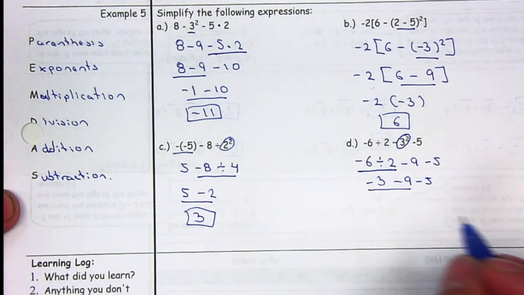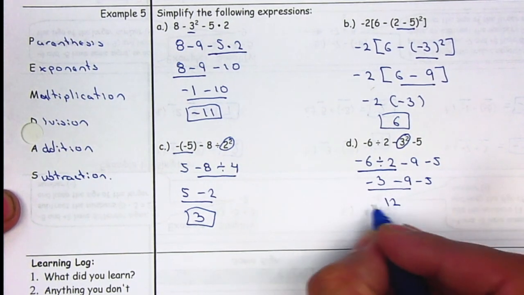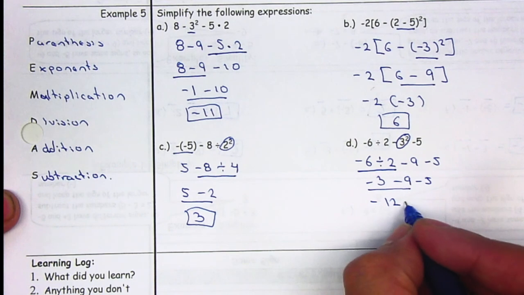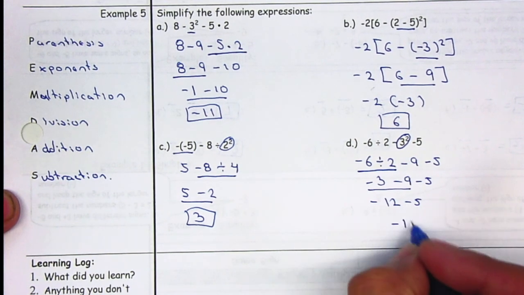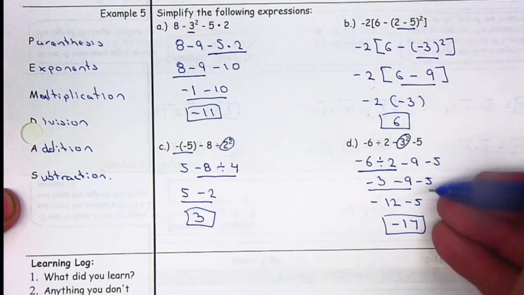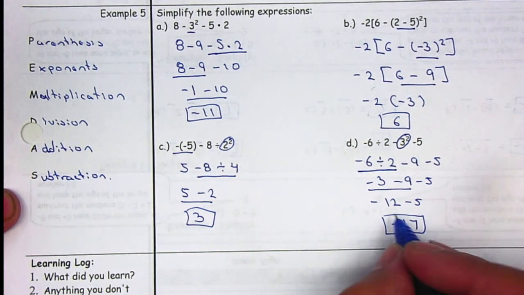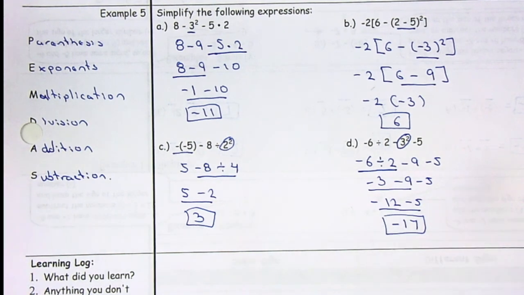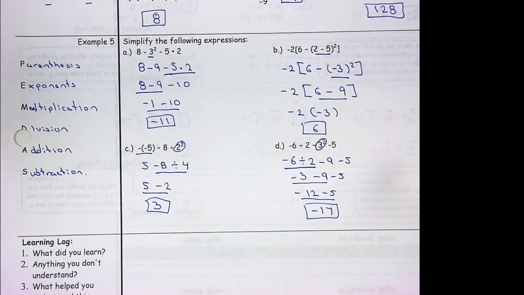Now we're going to be working from left to right. Negative 3 minus 9, same sign, we're going to be adding, keep the sign of the bigger number. And negative 5 will give us a negative 17. Be sure that on your homework you need to be able to show me step by step, and make sure to underline the section that you're working on so I can go back and check your work.